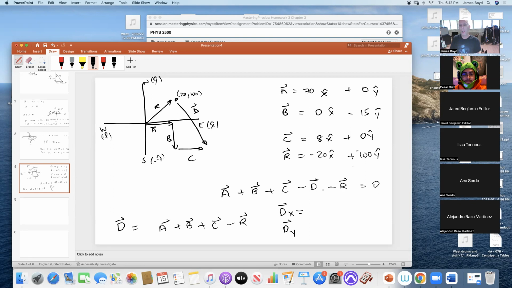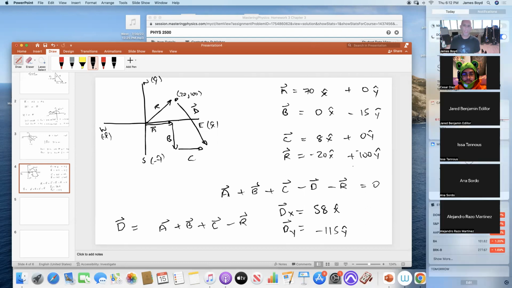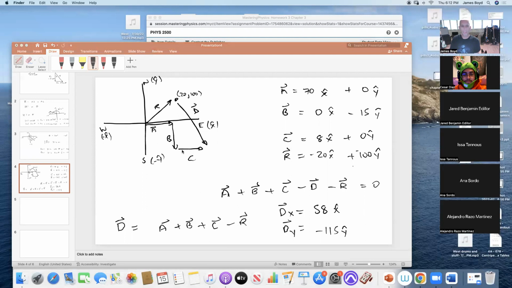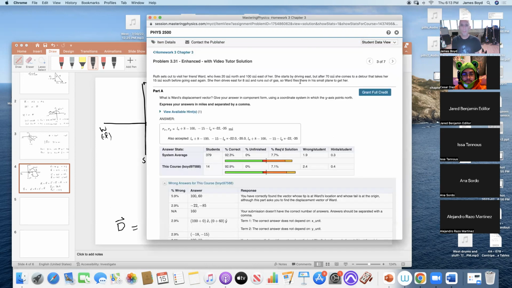Okay. X is 70 plus 8 minus 20. 78 minus 20 is 58 in the X, minus 15 minus 100 is minus 115 in the Y. Okay, and hopefully that makes sense to everybody. All we did was we followed her path. We then drew the vector from Ward's house to her plane, and then we drew an R vector to Ward's house. And that allowed us to turn this into a very simple math problem.